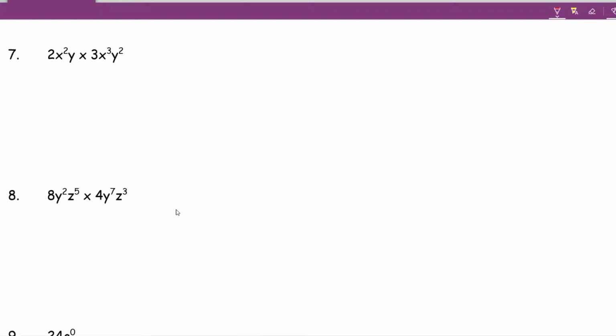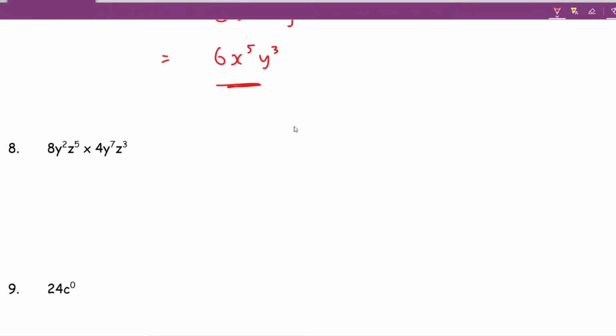Okay, question 7. Let's just have a quick look at this. First of all, let's do the numbers always first. 2 times 3 is 6. Then x and x, we're going to add the powers, so that's going to give me x to the 2 plus 3 when we times it, and y, now if there's no power there, you've got 1 there. It's always to the power 1 if there's nothing else there. That's going to be 1 plus 2. And that's going to end up as 6 x to the power 5 y to the power 3.